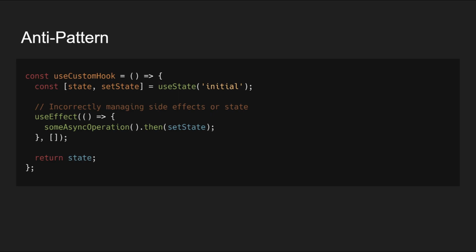So as an example of the anti-pattern, from this custom hook's useEffect hook, some async operation is going on and the set state is being called when the promise is returned. Now, why is this problematic? Consider a scenario that the component which is using this hook unmounts, but this async operation is still going on.